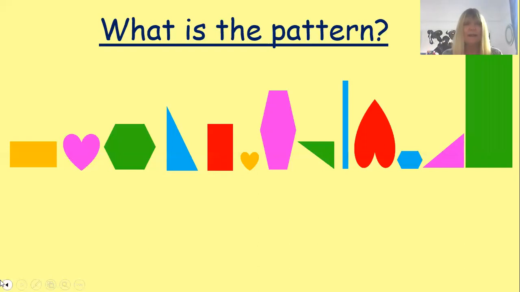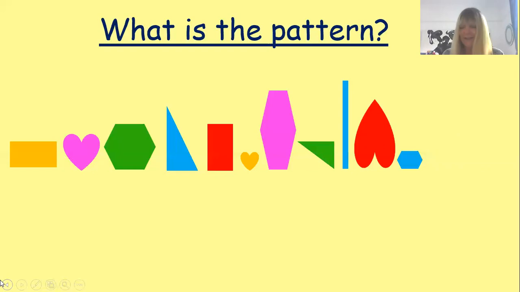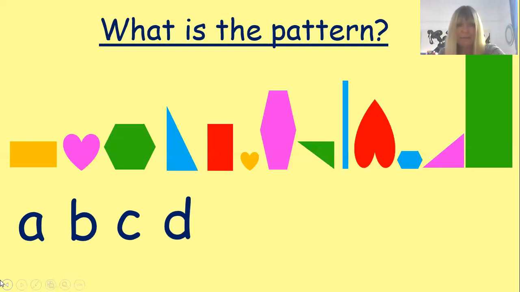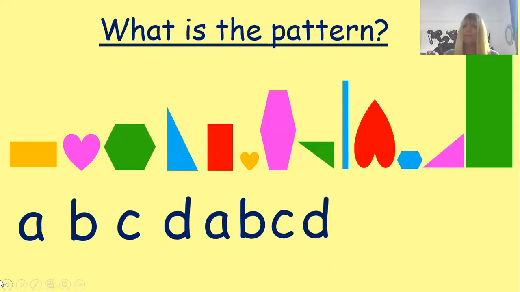So we've got an, oh, sorry, I'm going the wrong way. We've got an A, B, C, D, and I think we're back to rectangle again. So what's the next letter going to be? It's going to be A. The heart is B, the hexagon is C, and the triangle is D. So it's an ABCD pattern, a four-way shape pattern. Can't count the colours in this pattern because the colours don't match as patterns, but the shapes do.